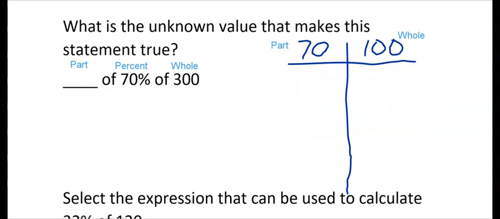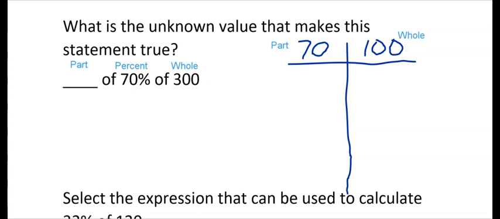Okay, so for the second question, it says, again, what is the unknown value that makes this statement true? All right, so with this situation, we're not missing the percent, we're missing the part. The percent is 70%, and the whole amount is 300. Okay, so this is the part column, this is the whole column. The part column is on the left side, the whole column is on the right side. So what we're missing is the part.